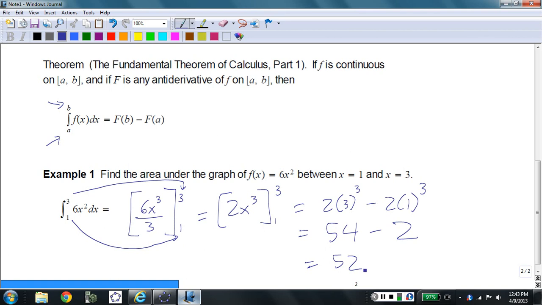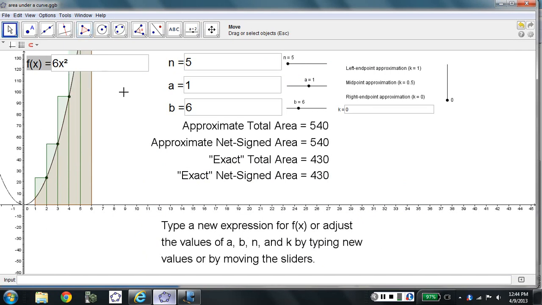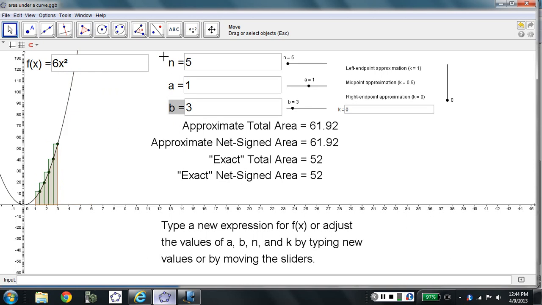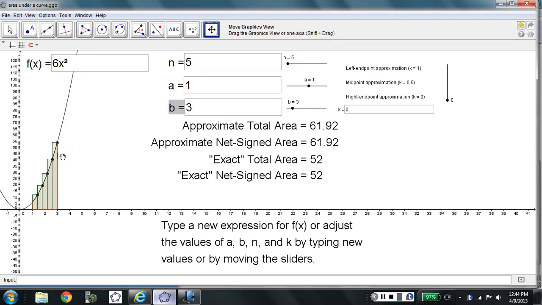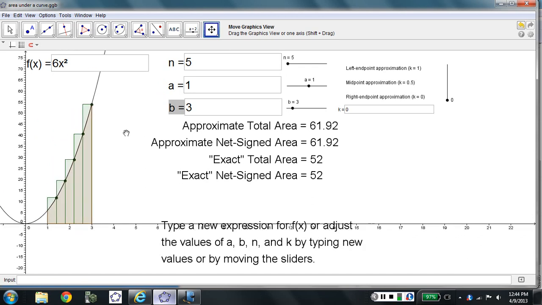I think this function, in fact I'm pretty sure, is only positive between 1 and 3. This is going to be the actual area bounded by the curve 6x squared and the x-axis on this interval. Well, let's look at an approximation for it. I'm going to type in y equals 6x squared. And we're going to go from 1 to 3. And maybe zoom in just a little bit on that. Scoot it over where we can see it.